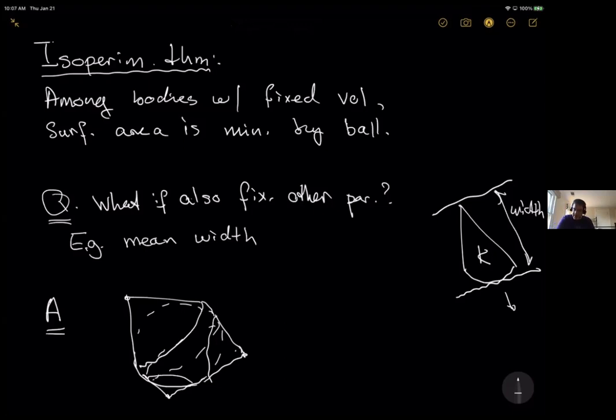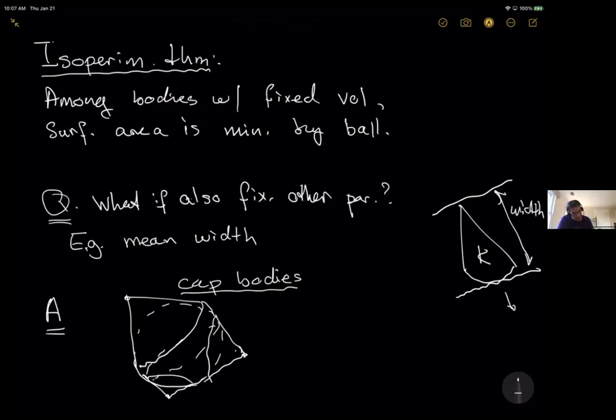And these bodies are the bodies that minimize surface area under a mean width and a volume constraint. And they have a name. They're called cap bodies because they have caps on them. Technically speaking, these are cap bodies of the ball because you can take another body and pull points out of them.